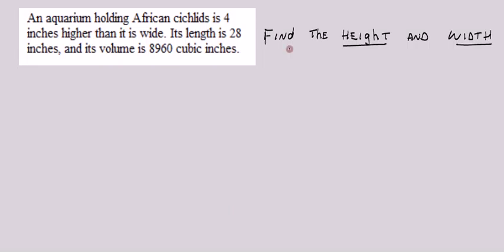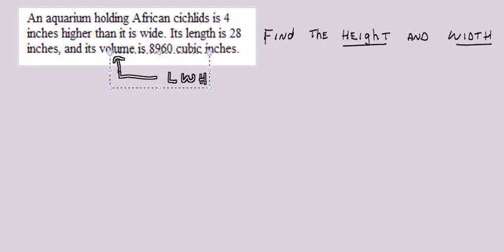An aquarium holding African cichlids is 4 inches higher than it is wide. Its length is 28 inches and its volume is 8,960 cubic inches. And our job is to find the height and the width of this aquarium.